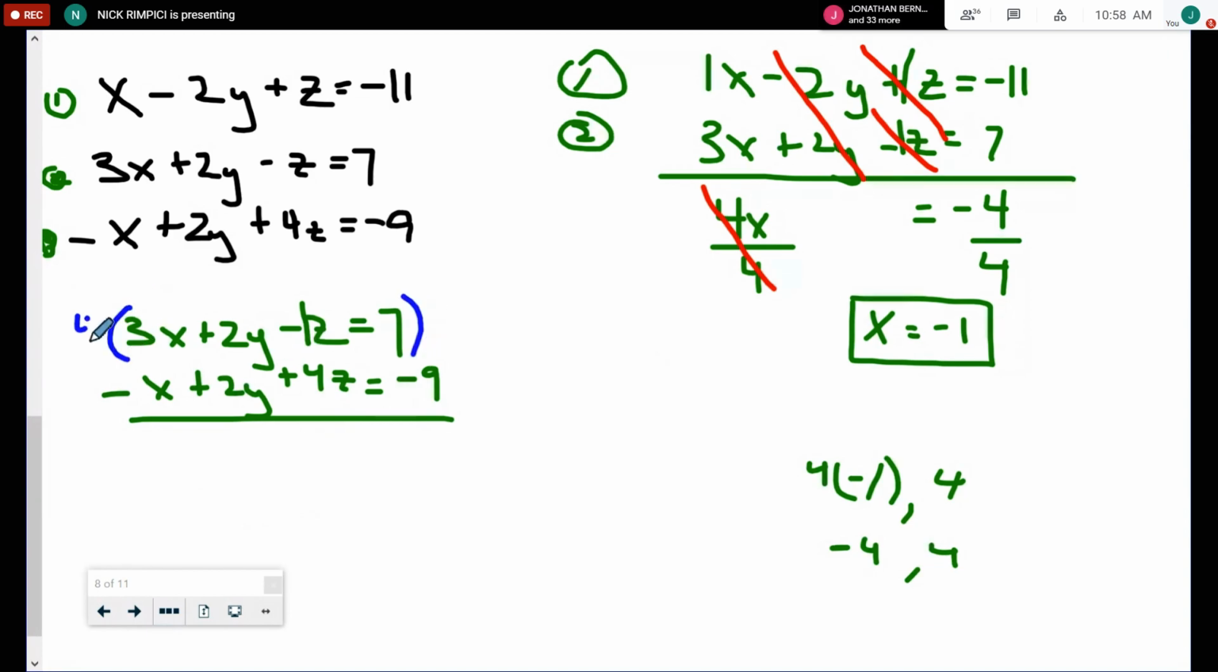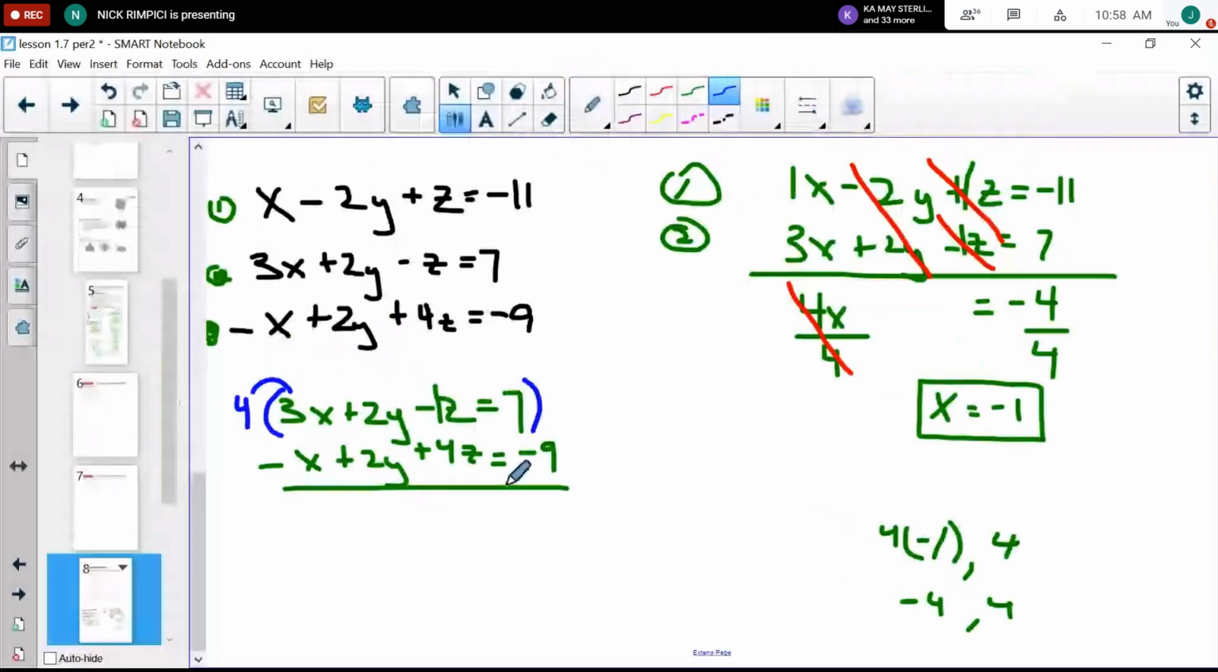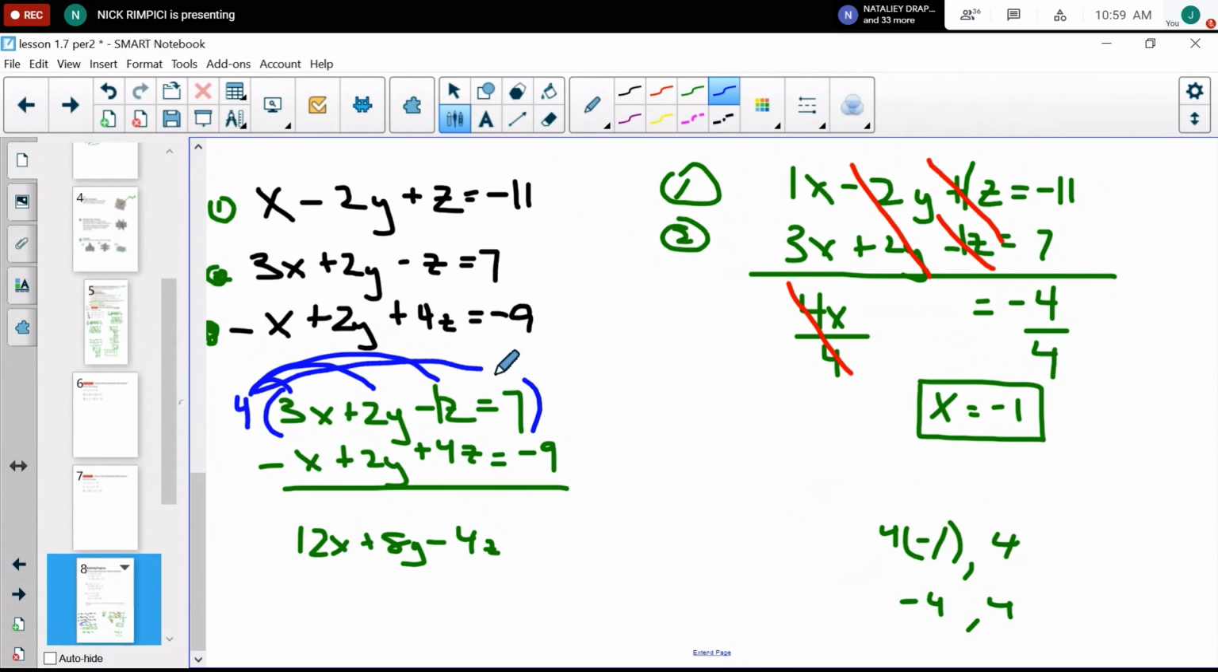Just this one. I'm going to do 4 times 3x, which is going to give me 12x, right? Then I have to do 4 times 2y, which is going to give me 8y. Then I have to do 4 times -1z, which is going to give me -4z, which is what I need. I need -4z. And then last but not least, 4 times 7, which is going to give me 28.